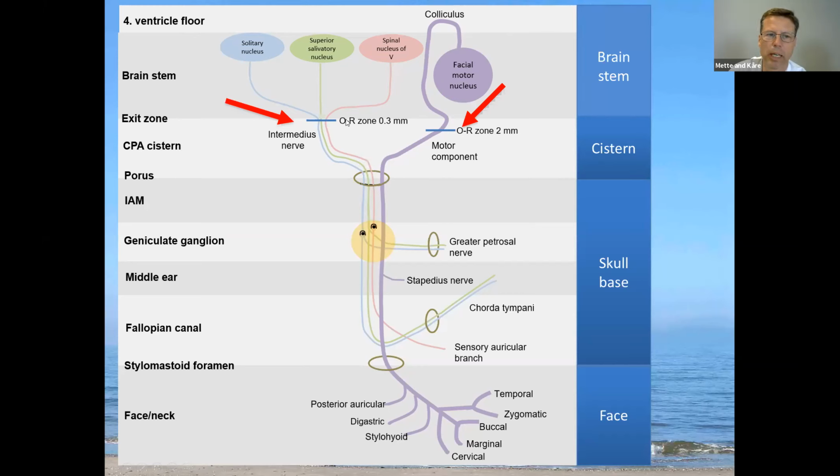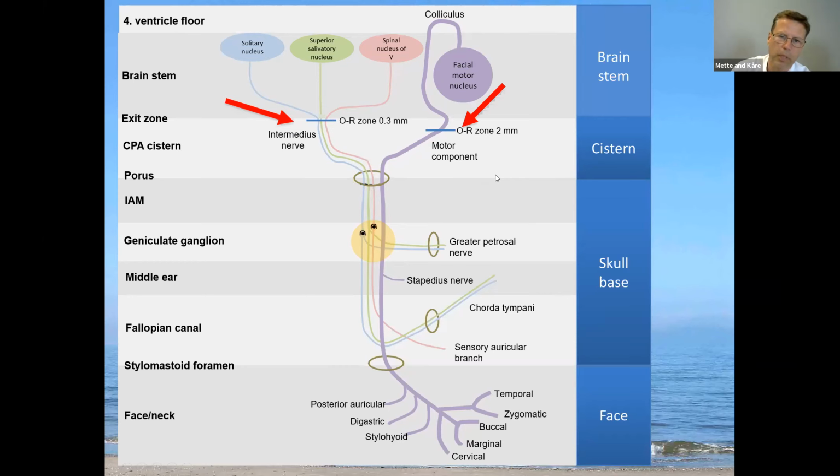And it means that if you make a lesion to the facial nerve or the intermedius nerve in the cistern, you will be able to have regeneration. Whereas if you have a lesion at the colliculus in the floor of the fourth ventricle, you will have no regeneration whatsoever, no matter how long you wait.